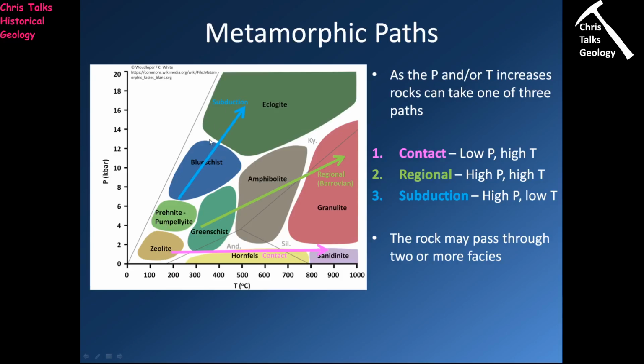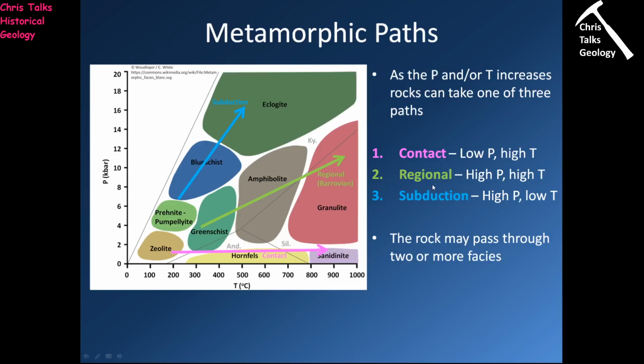Subduction metamorphism, you can see the temperature is relatively low. Okay, we're at this side of the diagram. So low temperatures, but the pressures, well, they're very high. So subduction metamorphism will occur in environments where you have very high pressures and low temperatures. And then we have regional metamorphism, also sometimes referred to as Barrovian metamorphism. And in this instance, you can see we have a steady increase in both pressure and temperature.